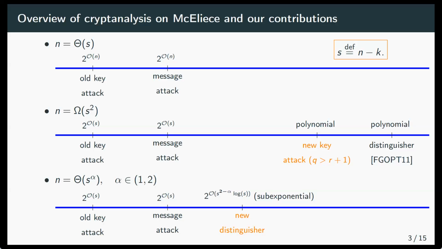So unfortunately, it does not apply to binary Goppa codes, but still, it's the very first attack on Goppa codes without additional structure. And our second contribution is a sort of generalization of the previous distinguisher, because now even when we are in a setting where n grows as s to the alpha, where alpha is between 1 and 2, so for a range of parameters that were not distinguishable before, we now have a new distinguisher that runs in sub-exponential time, and that is the complexity. So not only does it beat previous key recovery strategies, but it's also asymptotically better than any message recovery.